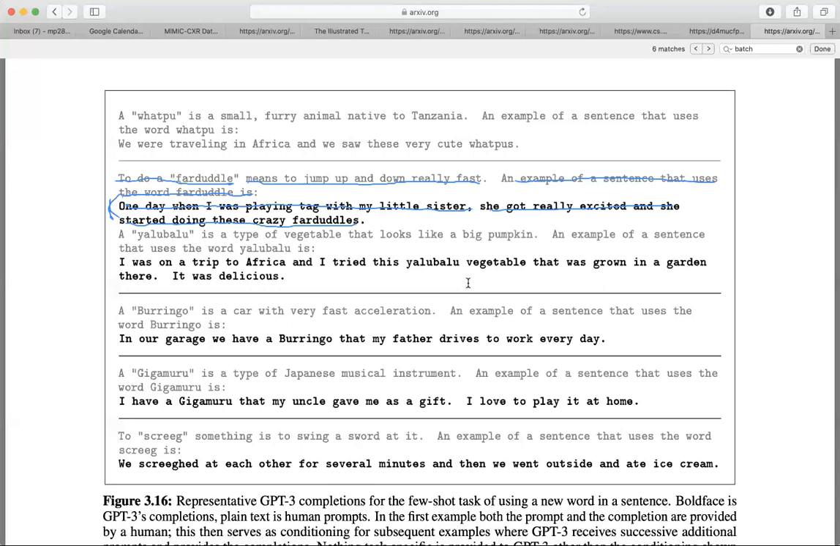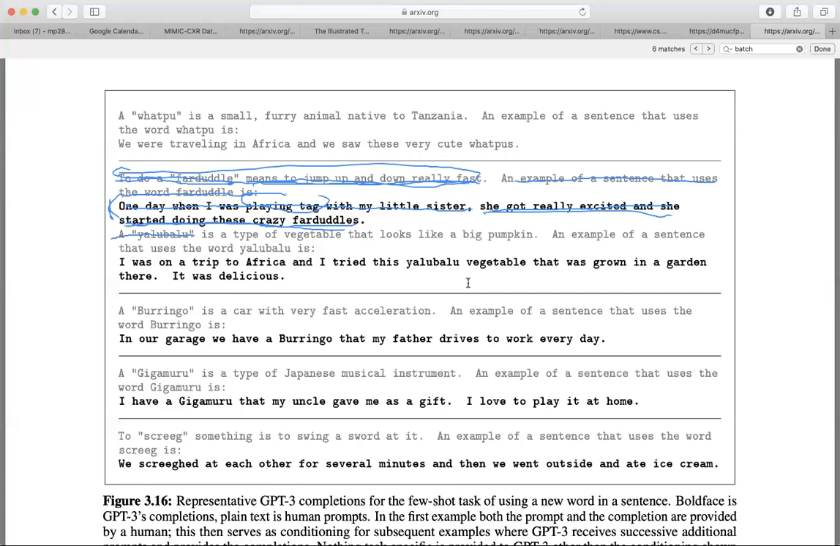Because farduddle means to jump up and down really fast, and they were playing tag, which is 술래잡기 in Korean. They were playing tag, and then she got really excited and started doing these crazy farduddles. That means that GPT-3 completely understands what the user wants it to do using the completely new word farduddle, which doesn't even exist in English.